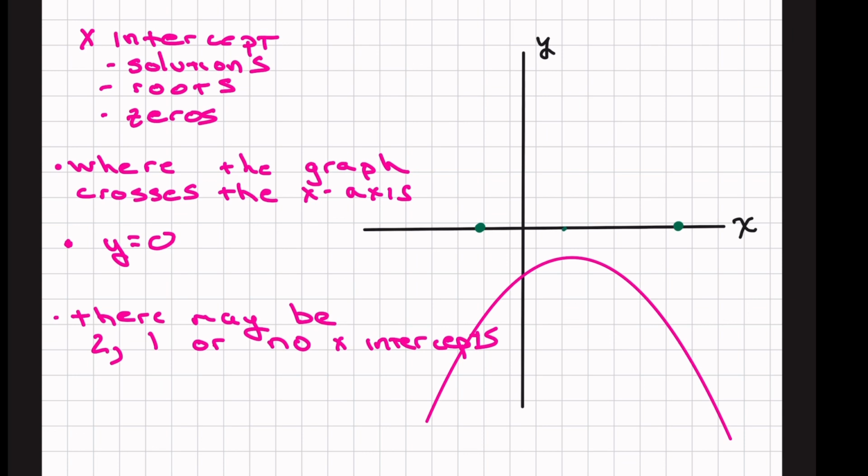Final note, even though you can have 2, 1, or no x-intercepts, you can only ever have 1 y-intercept. And the reason why is something that you learned in Algebra 1, when you learned the definition of a function. Do you know why?